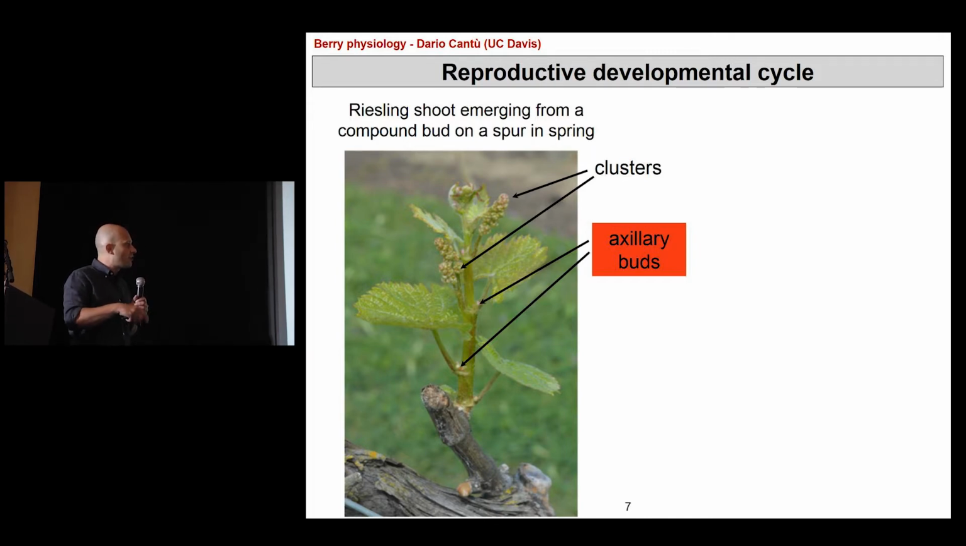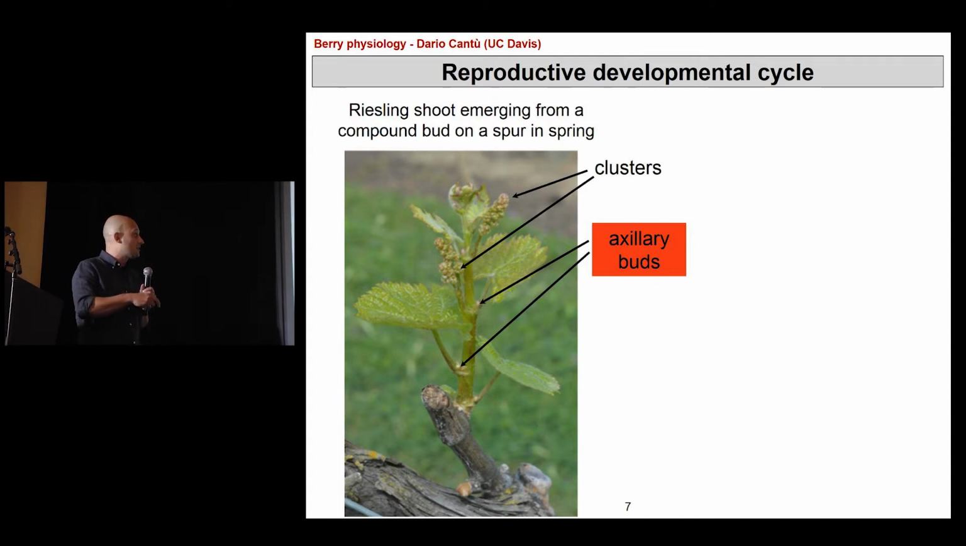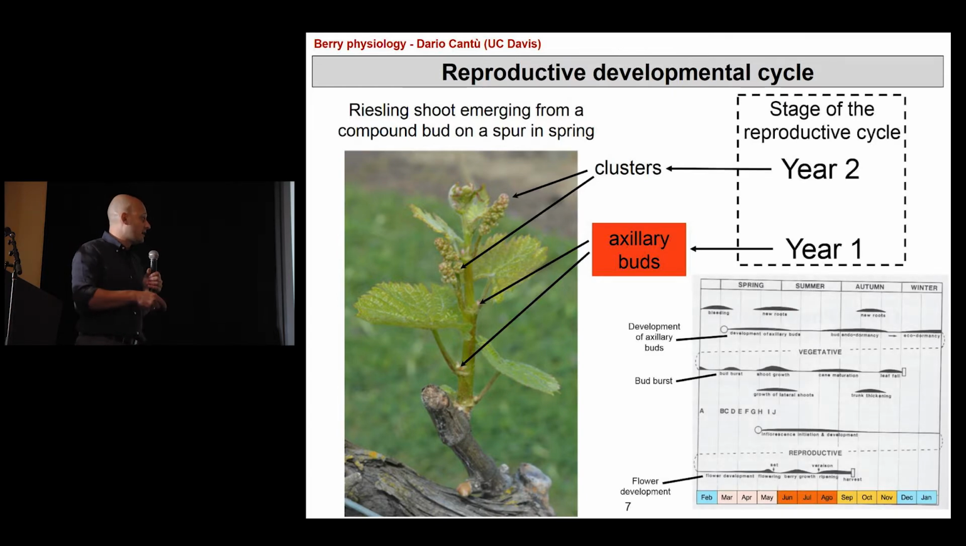And here you already have the complexity of the overlapping 2 years of reproduction. So if you look at this shoot, you're still seeing those clusters. Those clusters are typically in year 2 phase of the reproductive cycle. They will differentiate flowers and berries at one point. But at the axil of these leaves, you start differentiating the inflorescences, which will develop in year 2.